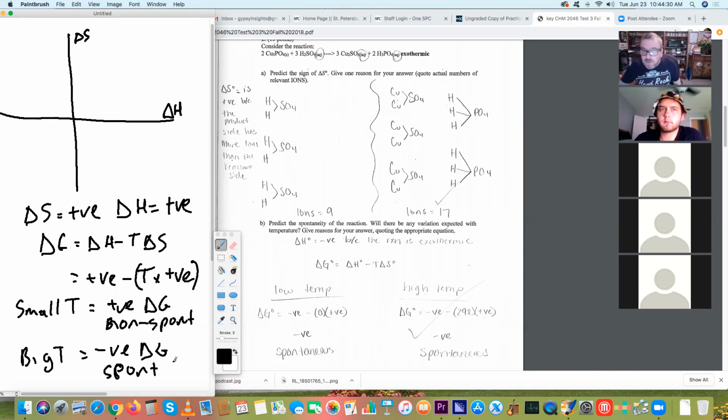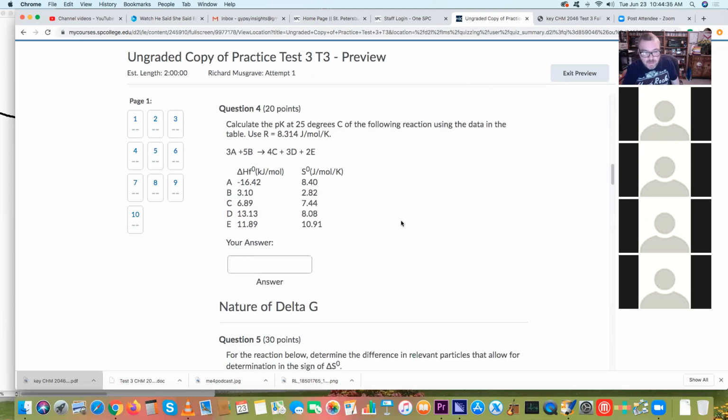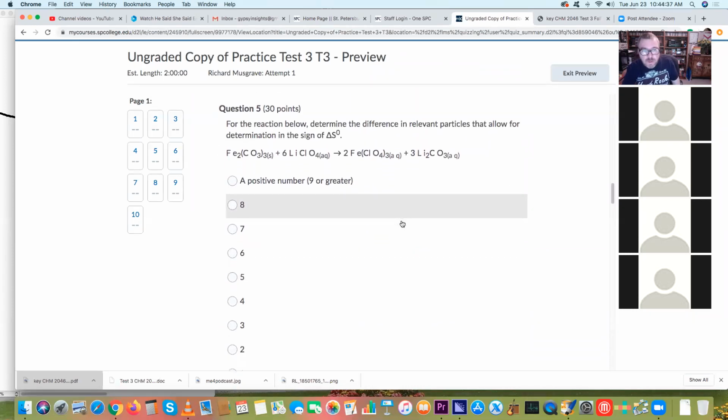All right, let's take a look at the practice test here, and you'll see what kinds of questions you're going to be asked about this. So for question 5 here, what it says is, for the reaction below, determine the difference in relevant particles, which allows for the determination of the sign of delta S. It sounds like a weird question, doesn't it? But really what you're doing is pretty much what we just did in that test question. All right, let's take a squiz at it.